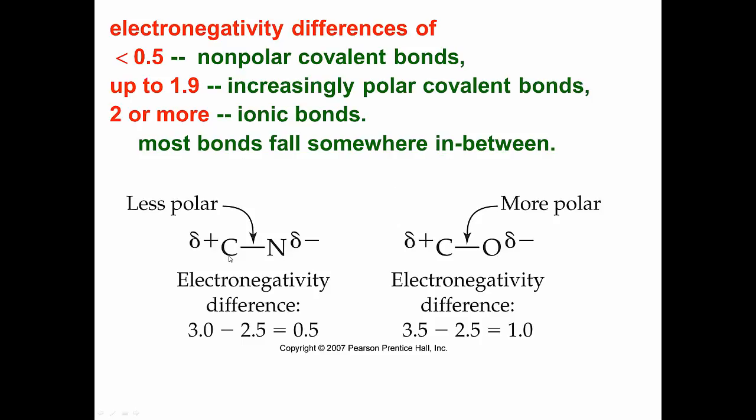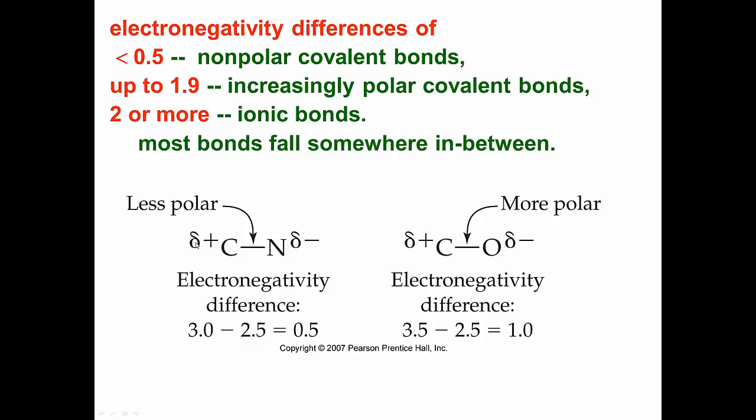So here we look at the carbon-nitrogen bond. And we look at the electronegativity difference, and we get these electronegativity values from that table that I just showed you. And we take the absolute value of the difference. And here we have a 0.5. And then we have a carbon-oxygen bond, and the electronegativity difference there between the carbon and oxygen is 1. The carbon-oxygen bond is much more polar than the carbon-nitrogen. Remember, this is only 0.5.